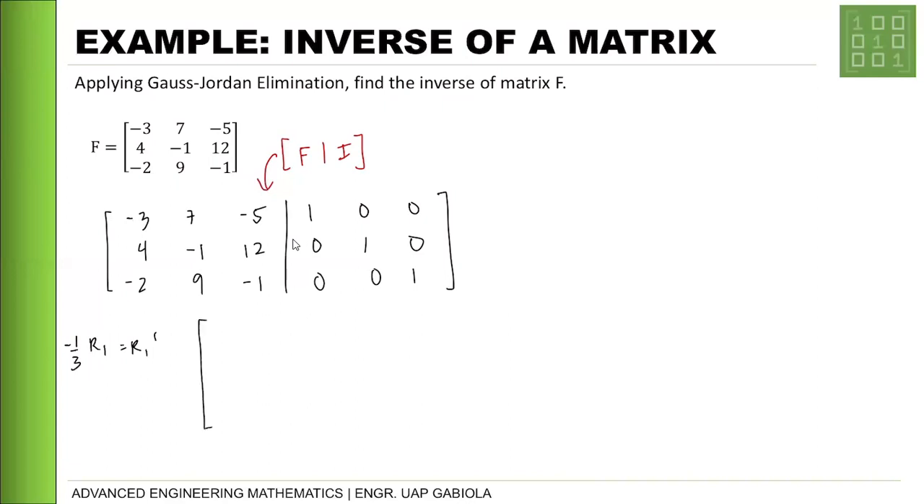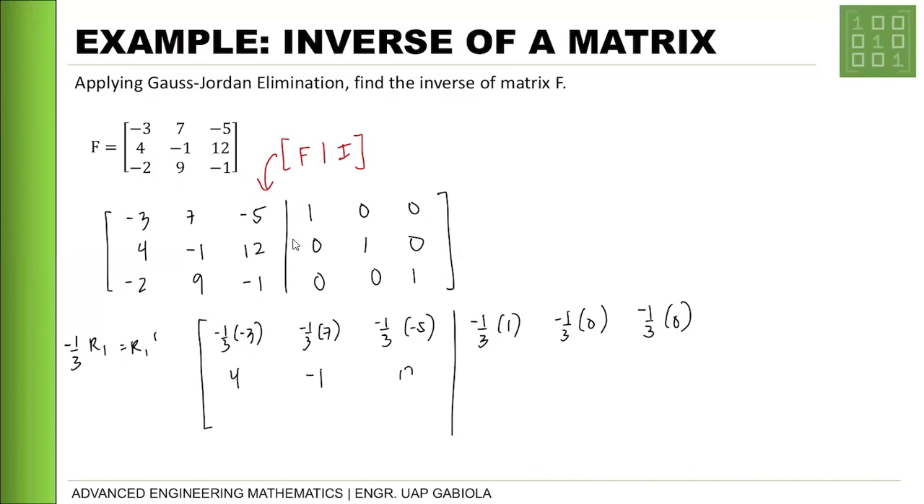That will be negative 1/3 times yung negative 3, then negative 1/3 times 7, negative 1/3 times negative 5. Okay, so dito ko ito isa-isahin, pero later hindi ko na siya gagantuhin. Negative 1/3 times 1, negative 1/3 times 0, then negative 1/3 times 0. Then, copy lang natin yung other rows.